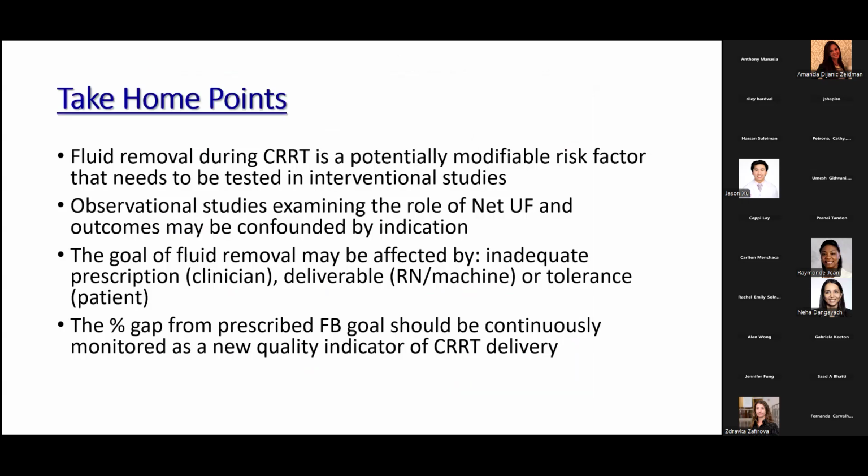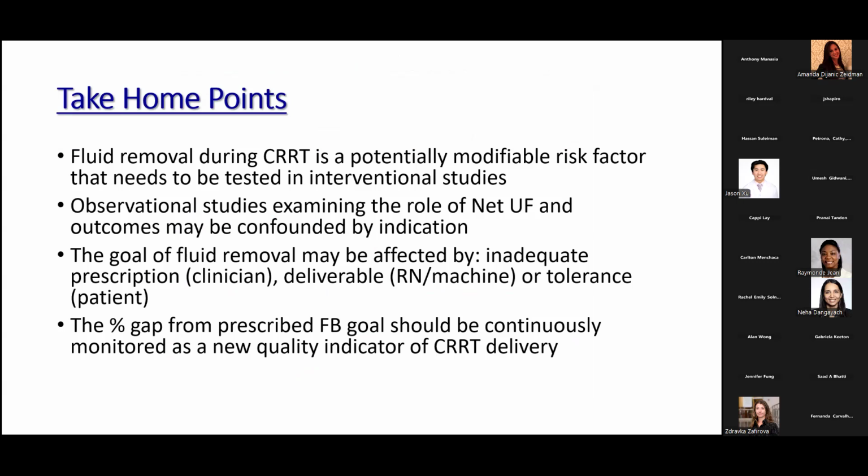So with that, I'm going to finish and give the opportunity for questions. I will say that fluid removal during CRRT is a potentially modifiable risk factor that needs to be tested in interventional studies. Some of these studies are ongoing in pilot phases, targeting different strategies, intensive, less intensive, of net ultrafiltration rate.